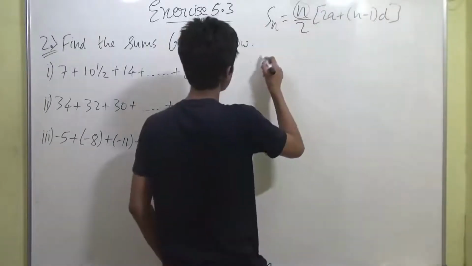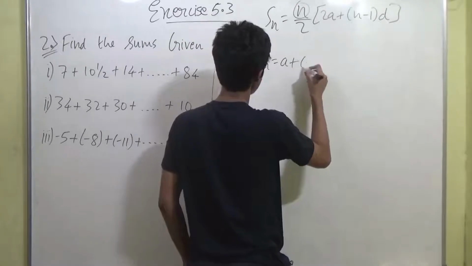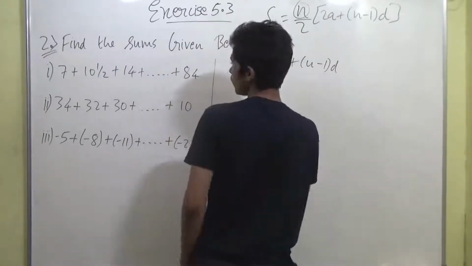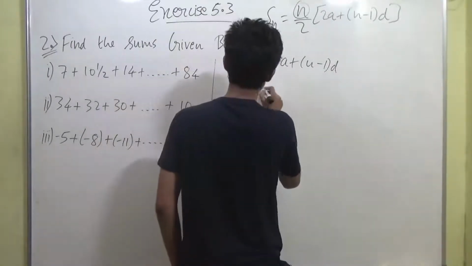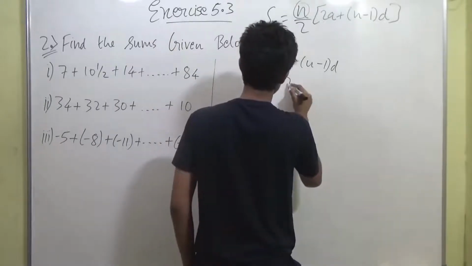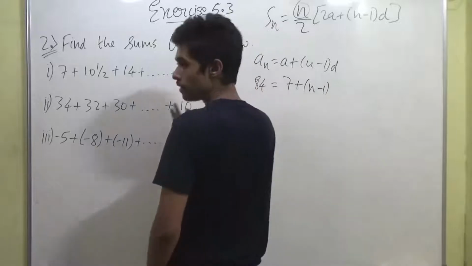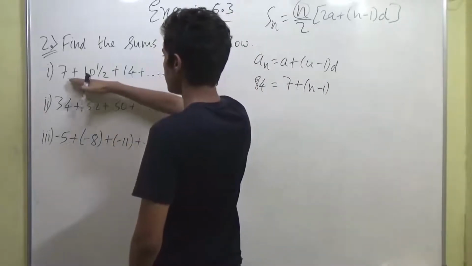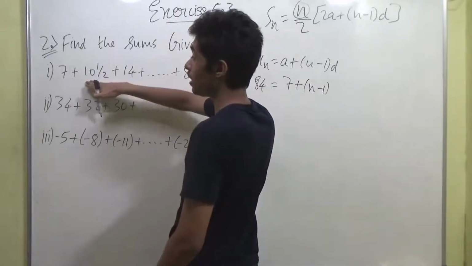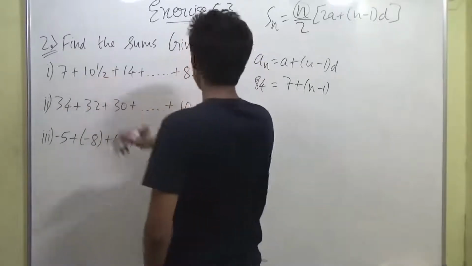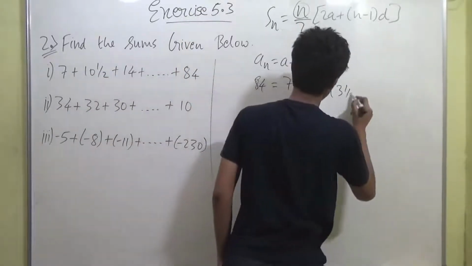So for that we'll use this formula, an equal to a plus n minus 1 into d. So an is 84, right? That's the last term. 84 equal to a is 7 plus n, where n is something which we want to find out. And here d, the difference, is 3.5. If you see here, guys, 10.5 minus 7 is 3.5, which means d is 3.5.